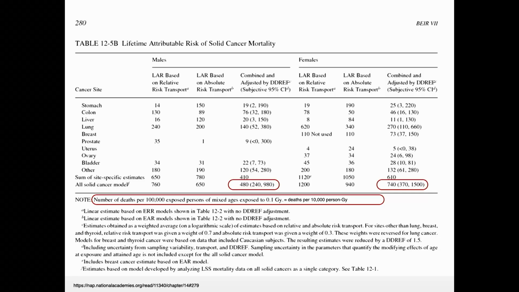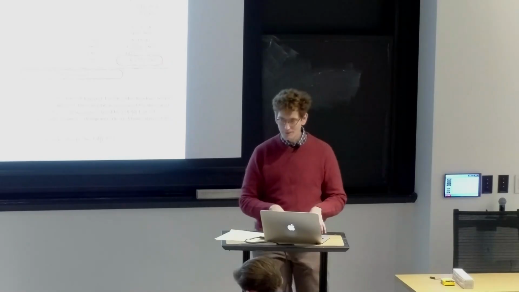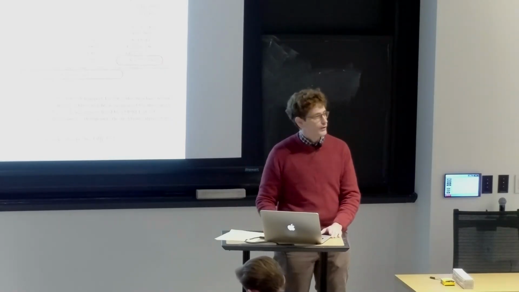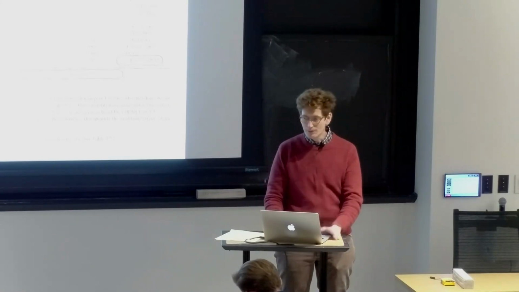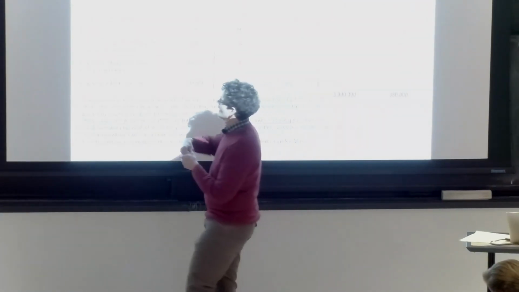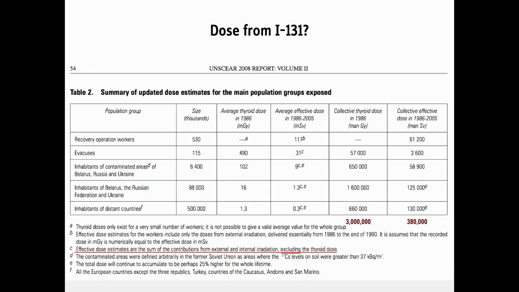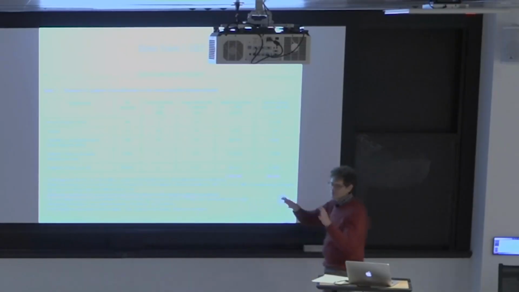52,000 deaths. All right, so this is only from cesium. This is only in Europe from a typical accident. So I mentioned that the other thing that we have to really worry about is iodine. And so let's just look at what the situation was with iodine. This is from an UNSCEAR report. And what they do is they carefully calculate all the iodine exposure out there. There's a lot of experimental assessment. And they have categories of evacuees, recovery workers, inhabitants of Belarus, Russia, and Ukraine, and inhabitants of distant countries. And they figure out what the dosing is.